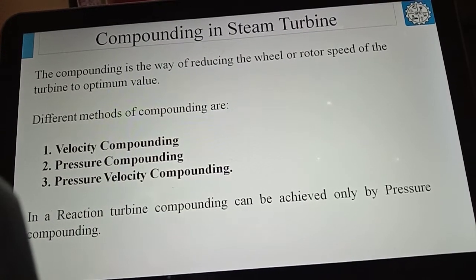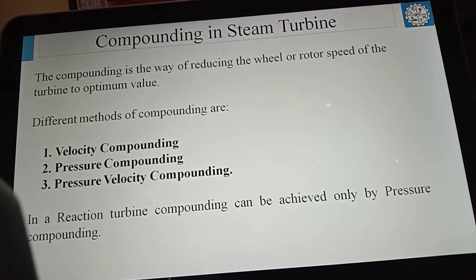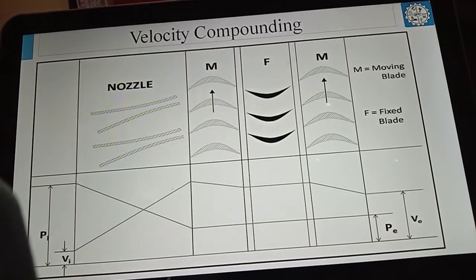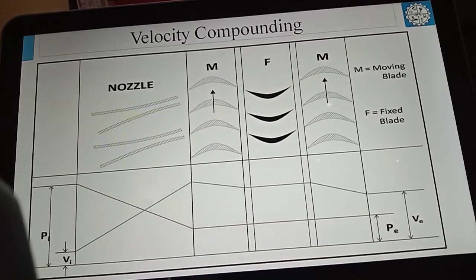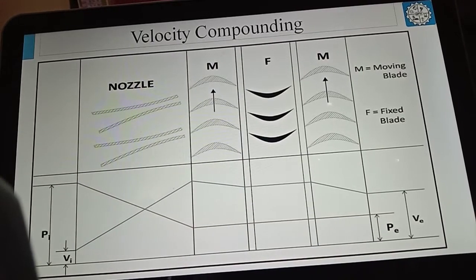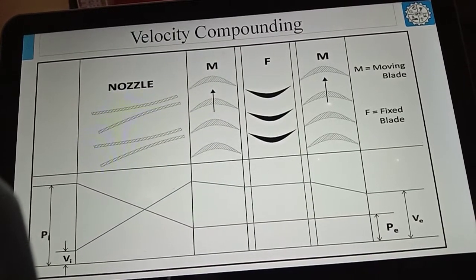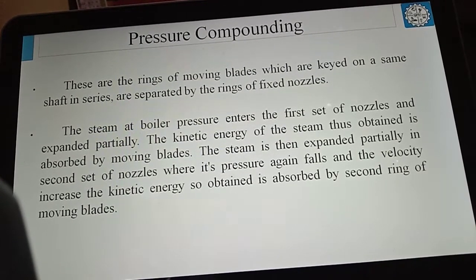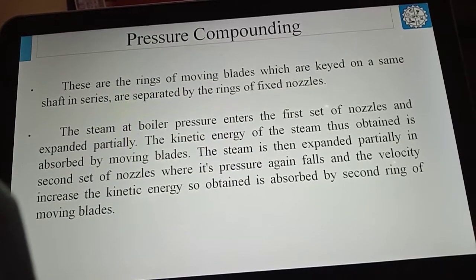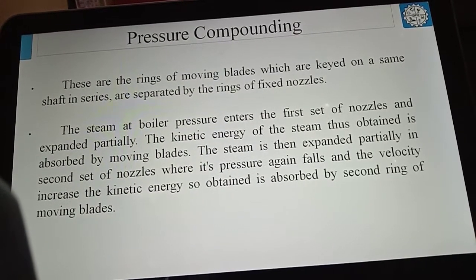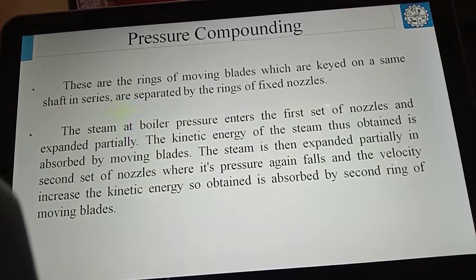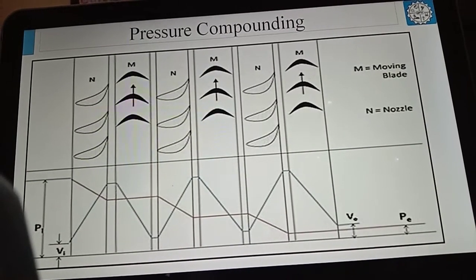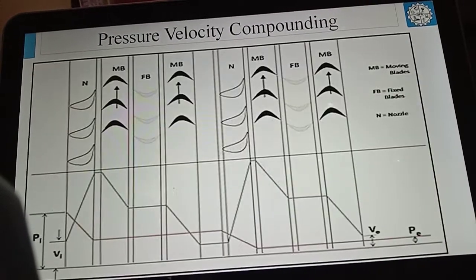So in this slide I covered compounding in steam turbine, velocity compounding. In velocity compounding, you can see the moving blade, fixed blade and their characteristics. Pressure compounding: there are the rings of moving blade which are keyed on the same shaft in series and separated by the rings of fixed nozzle. This is pressure compounding.